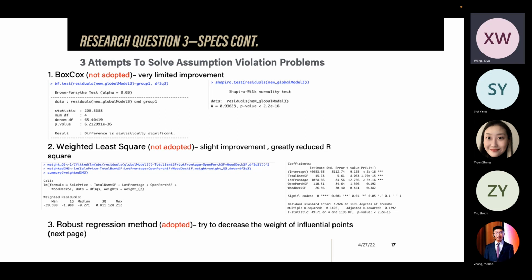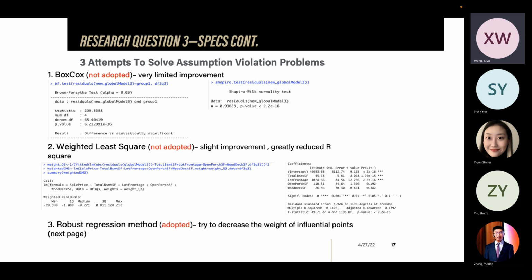Then I did 3 attempts to deal with the assumption violations, considering the violation of constant variance and normality. Box-Cox is done first to transform Y. Unfortunately, it improved just a little. After transforming, we can still see non-constant variance and non-normal distribution, so we didn't adopt this method.